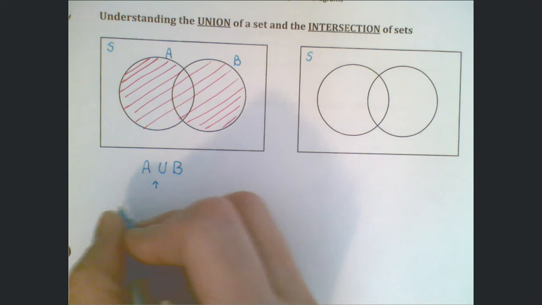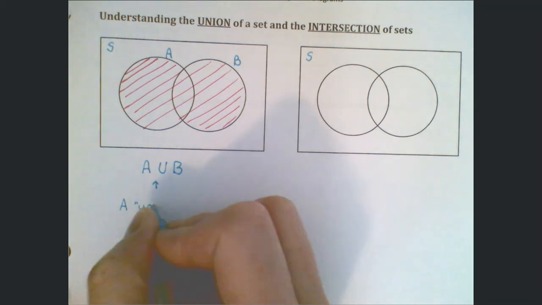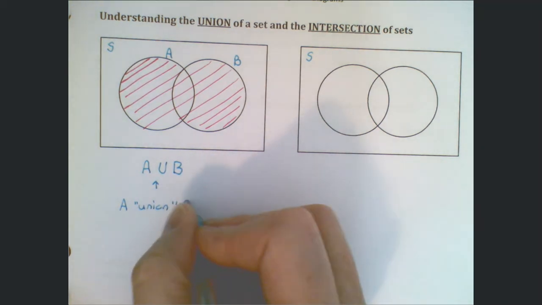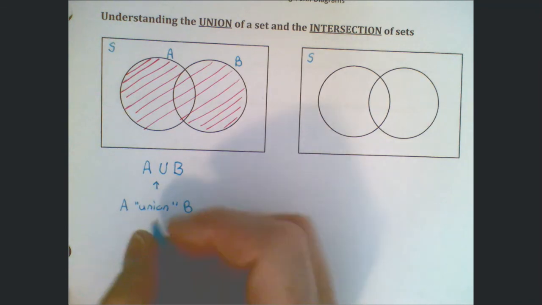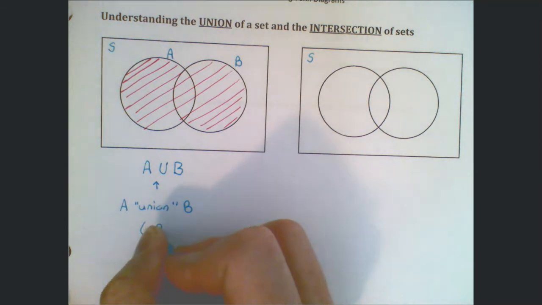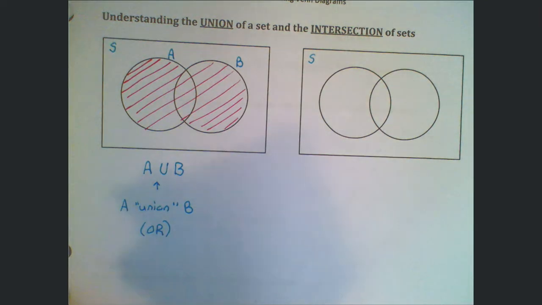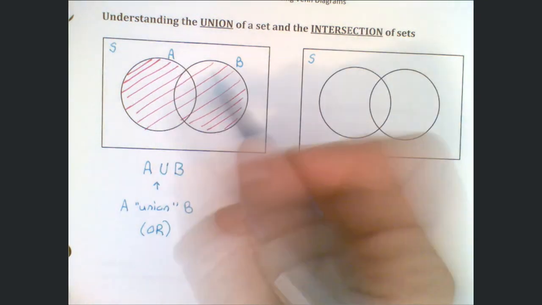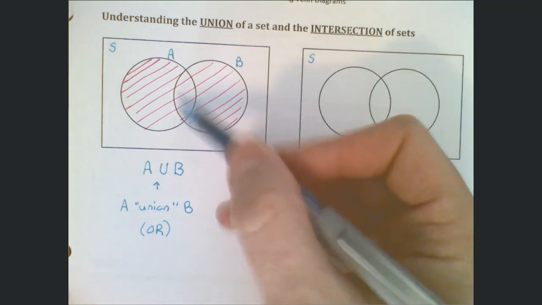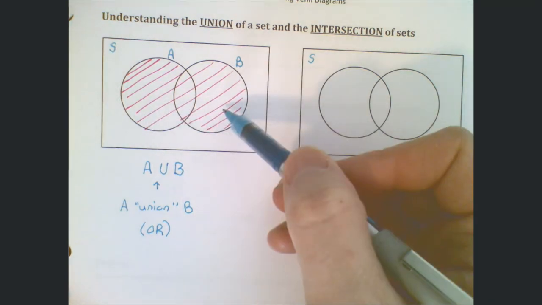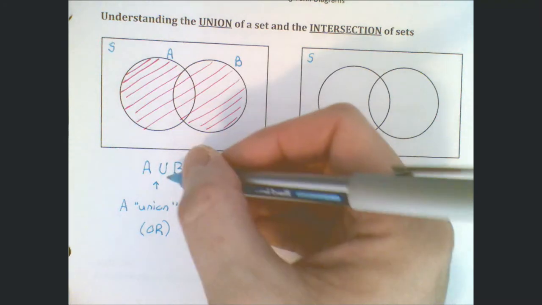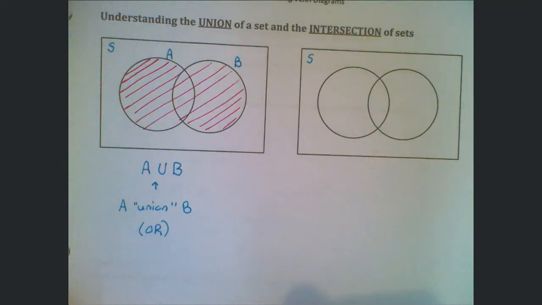So we say it as A union B. The other way of writing this is OR: A or B, A union B. And we look at everything that's shaded here, the overlap, and the parts that don't overlap. Okay? It's upside down, or sorry, it's a U, as you see there.